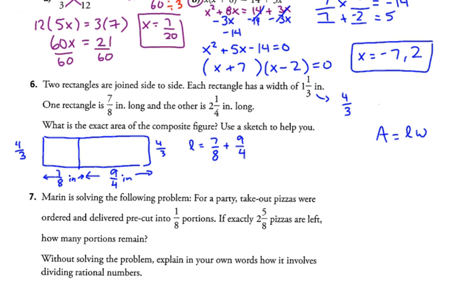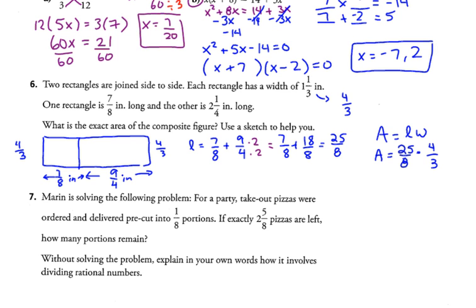What's wrong with this right now? Common denominator. Who are we going to change? 9/4. How are we going to change it? Times the top and bottom by 2 to make it an 8. So it's 7/8 plus 18/8 equals 25/8. So now we know its length. We already know its width is 4/3. Let's find our area. So length is 25/8 times 4/3.